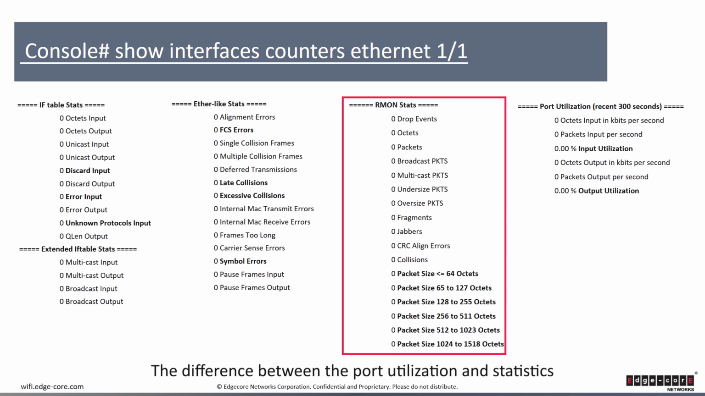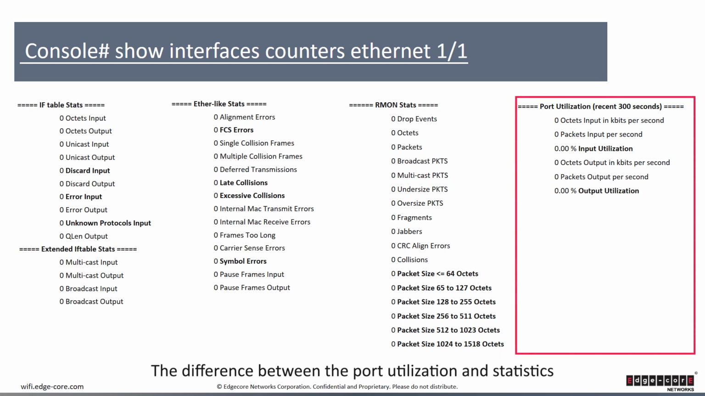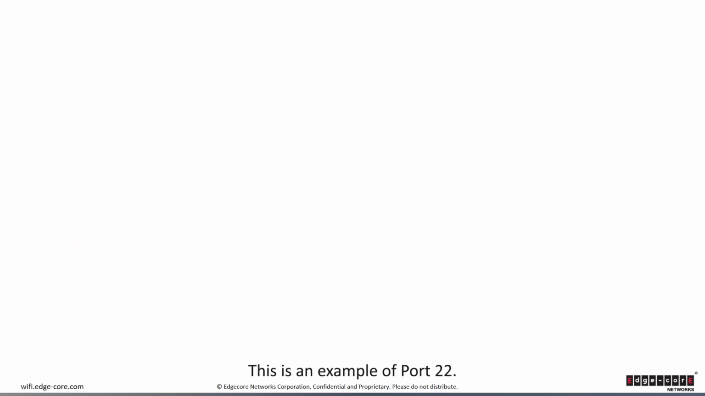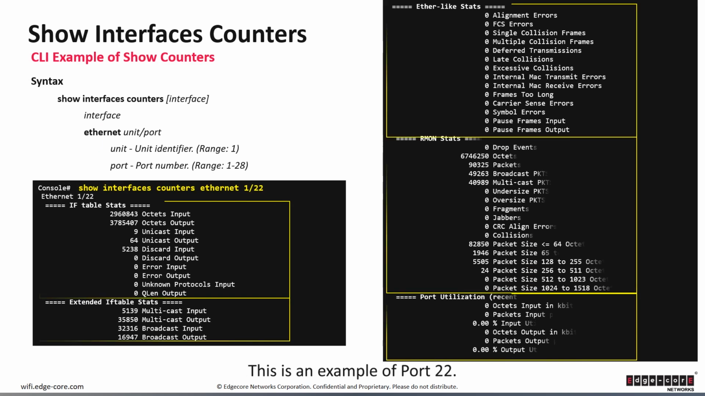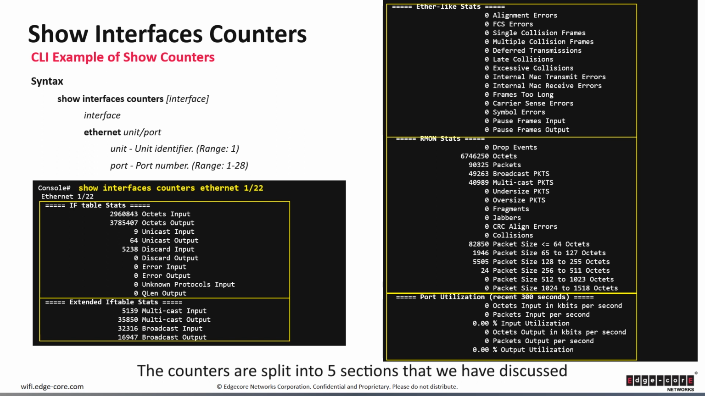The difference between the port utilization and statistics is that the interface statistic gives a general overview of the port activity, while the port utilization gives a more detailed analysis of the port performance. This is an example of port 22. The counters are split into 5 sections that we have discussed in the previous slides. The input and output counters have increased, but there are no errors.